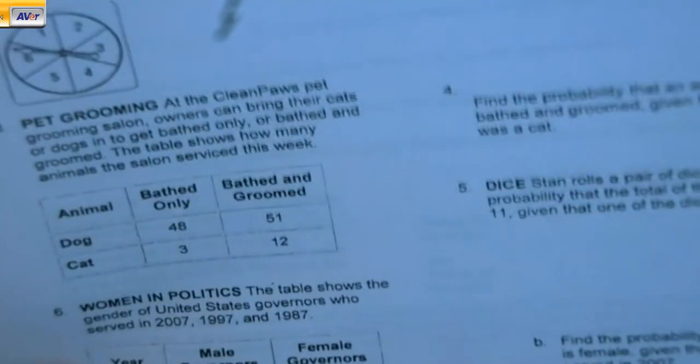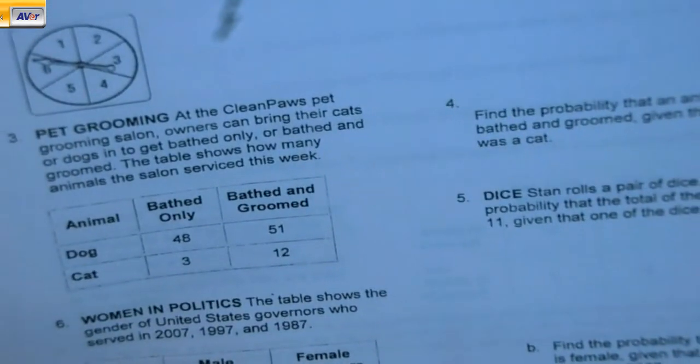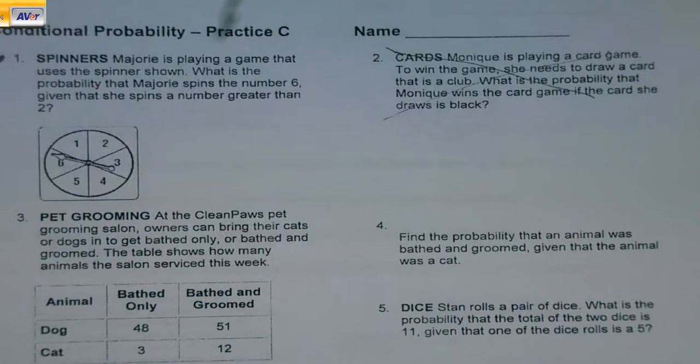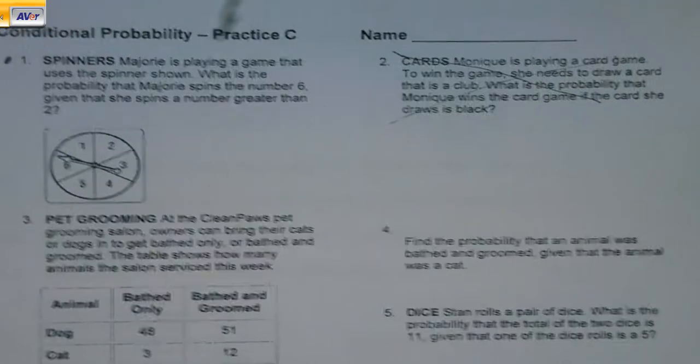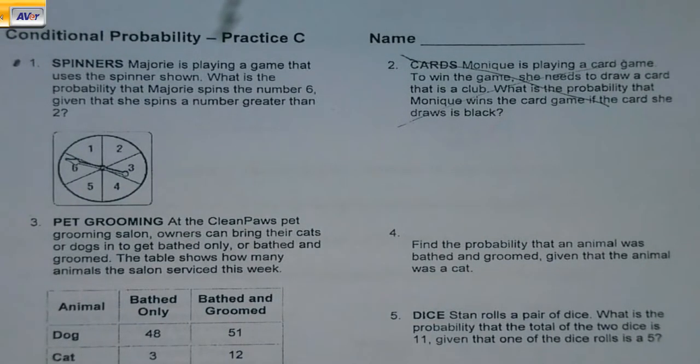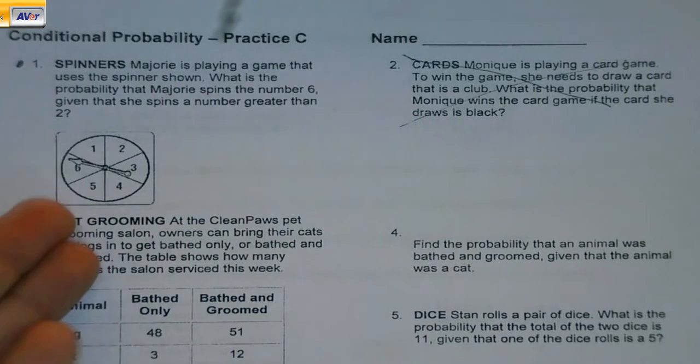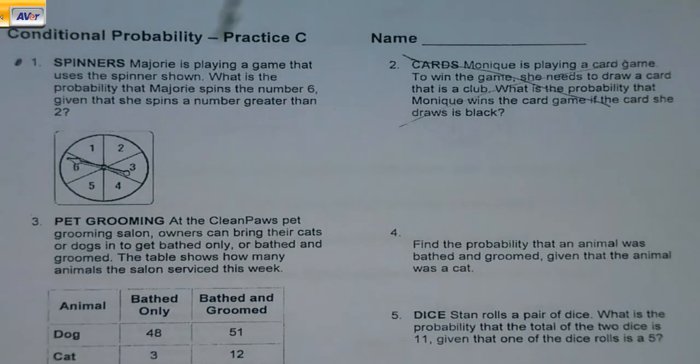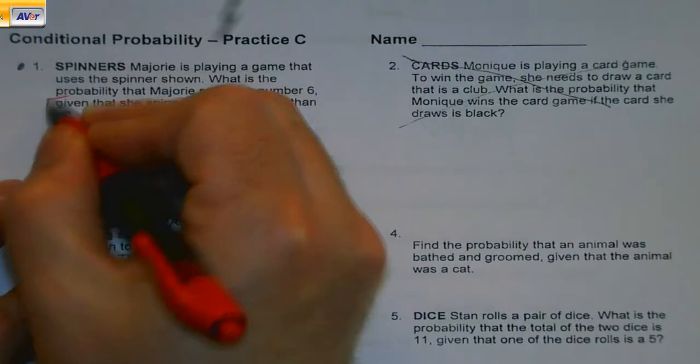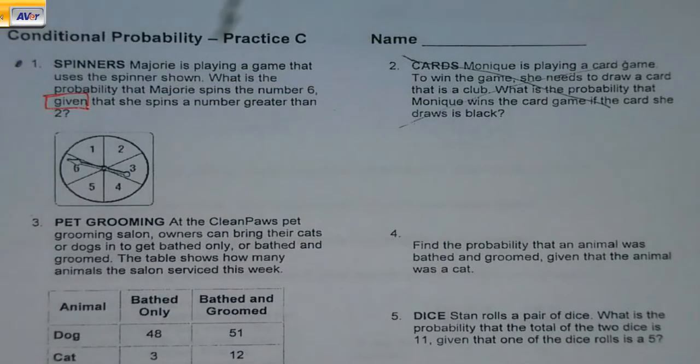Yeah. This will be the last one I think we're going to take a peek at. So number 1, if we flip over, because I want to get away again from every single one having to be with a chart. So spinners. Marjorie's playing a game that uses the spinner shown. What was the probability that Marjorie spins 6 given that she spins a number greater than 2?